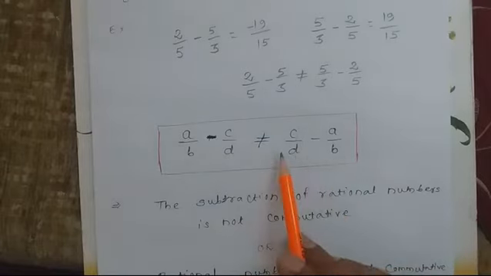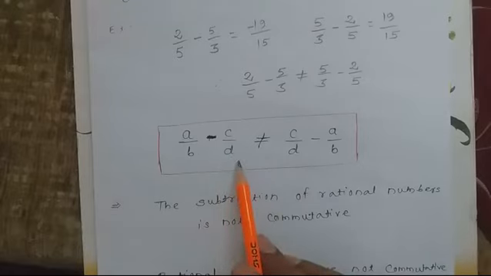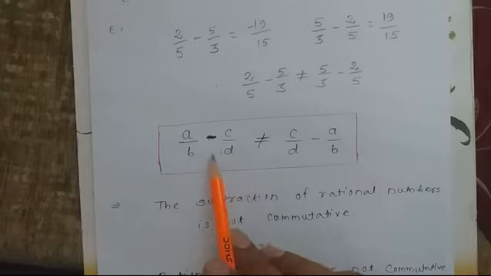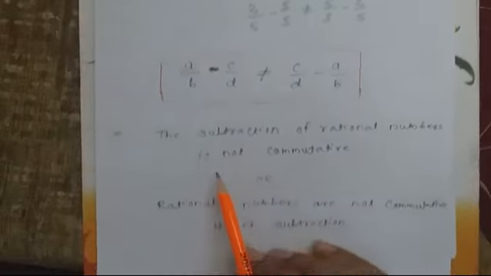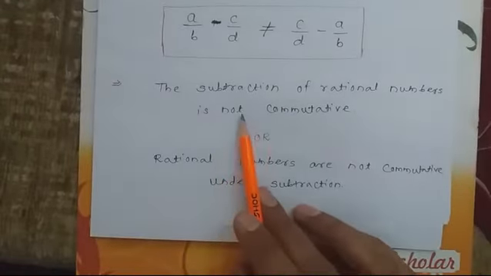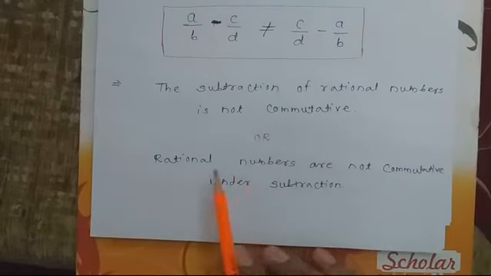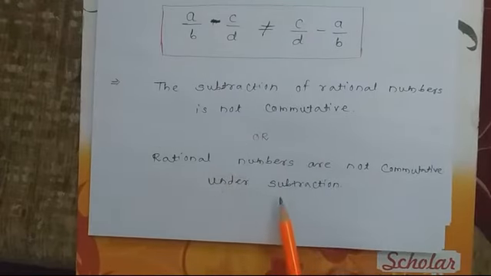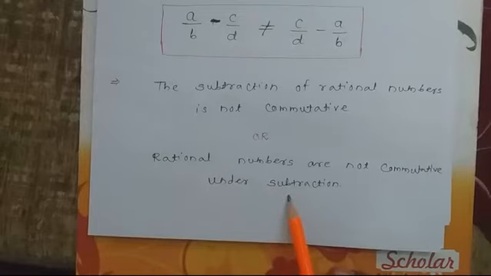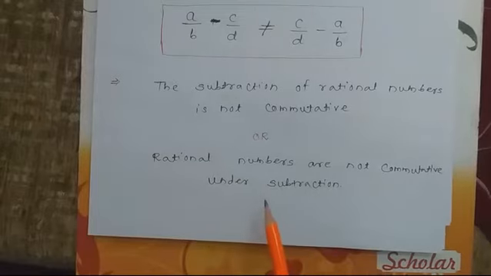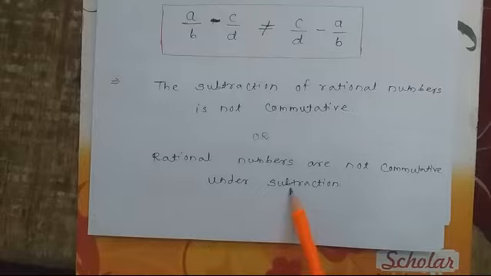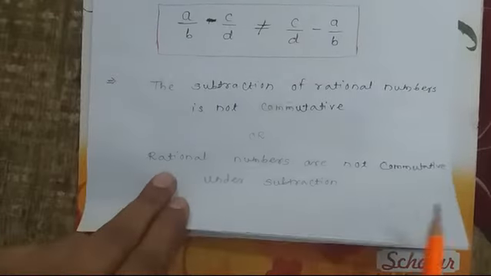So we can understand that at the time of subtraction, we cannot change their order. So we have to remember this sentence: the subtraction of rational numbers is not commutative, or rational numbers are not commutative under subtraction. Means rational numbers are commutative under addition, but they are not commutative under subtraction. Let's check the same property for multiplication.